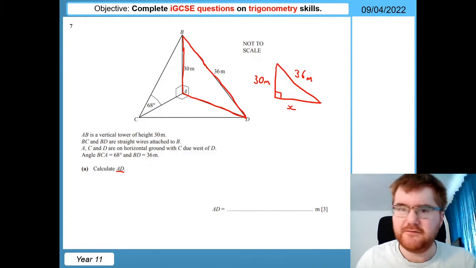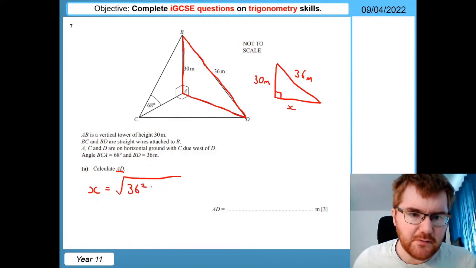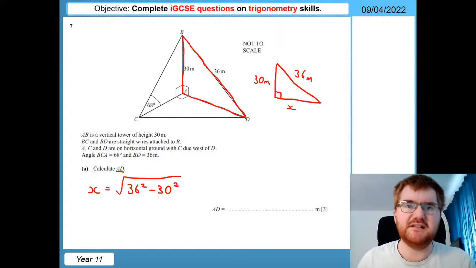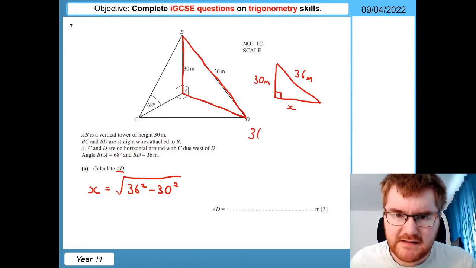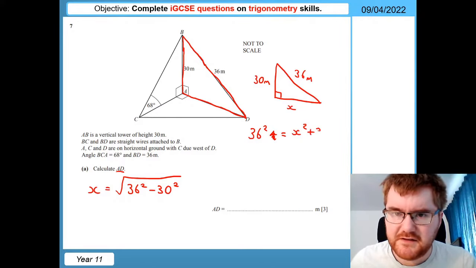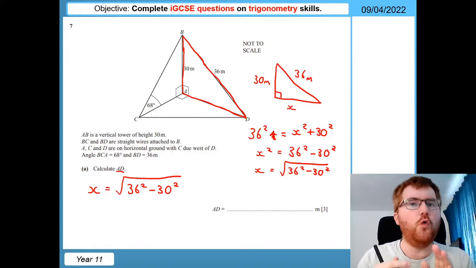Now, the way I recommend to Year 11 students is that you can get the 2 method marks here with a very straightforward calculation. We can do x equals, we're going to go to square root of 36 squared minus 30 squared. So we can write this as one very smooth calculation. If you want to use Pythagoras directly, then we could write this as 36 squared equals x squared plus 30 squared. Rearrange this so we get x squared equals 36 squared minus 30 squared, and then do x is equal to the square root of 36 squared minus 30 squared. We want to show all those steps in working.